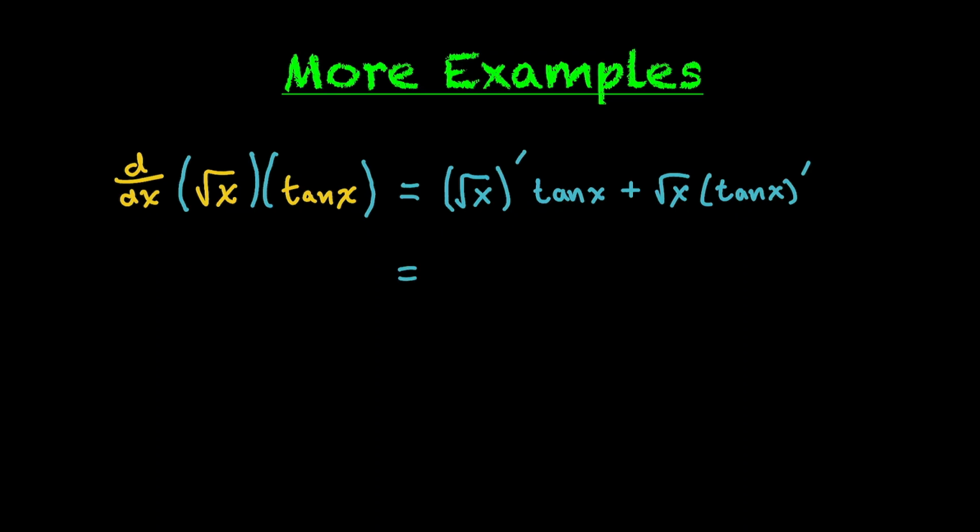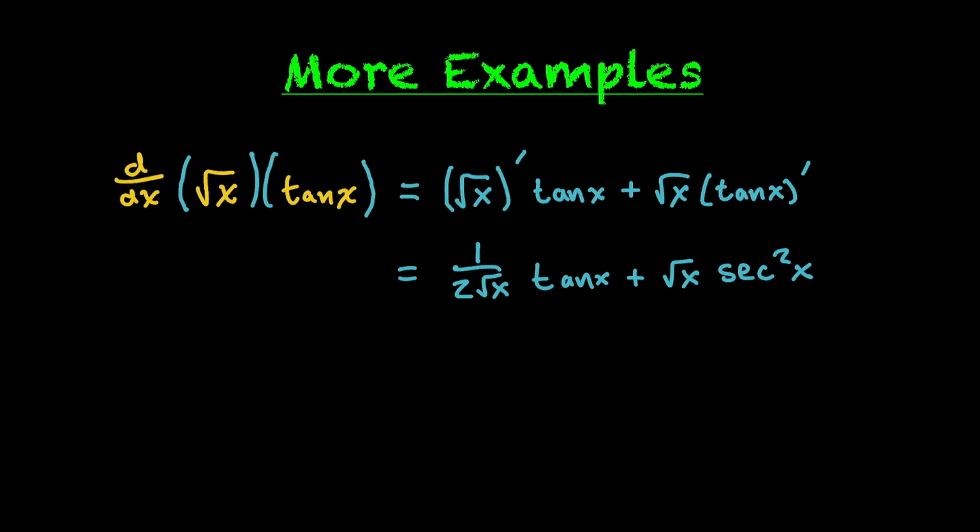Okay, so here, the derivative of square root. In general, a square root sends two square roots to the bottom. So we're going to get 1 over 2 square roots of x. We're going to leave tangent of x alone. Plus, we're going to take the square root of x left alone and take the derivative of tangent of x, which is secant squared. All right, so there's our derivative using the product rule.